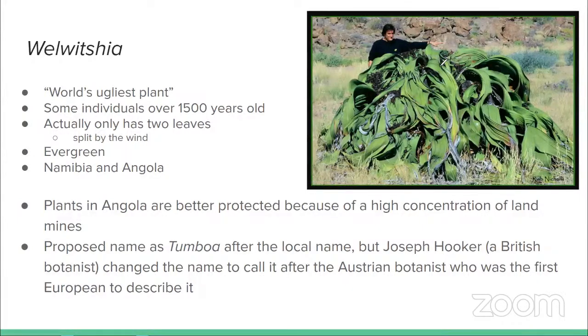The crazy thing about this is it actually has only 2 leaves. I don't know exactly where the split is, maybe there or something. Because this plant gets so old, has only 2 leaves, and has wind constantly buffeting it, the leaf just keeps growing and getting split and split and split. So these are just little chunks of one leaf that got split up as this plant grew. It is evergreen, so it's not losing those leaves. It's found primarily in Namibia and Angola, so it is under threat a bit.